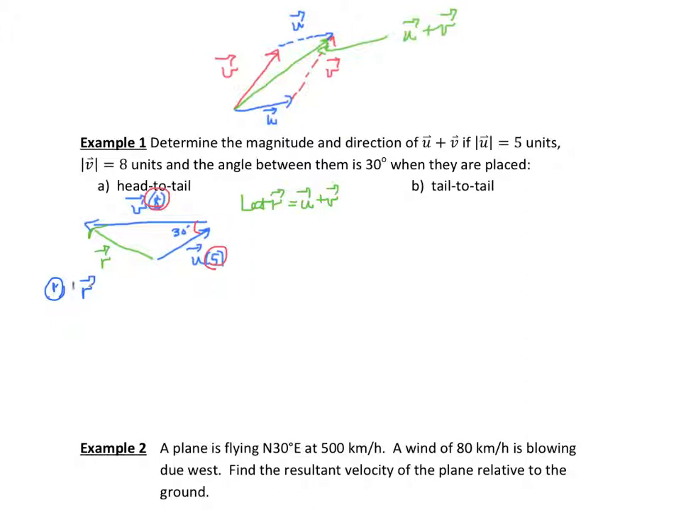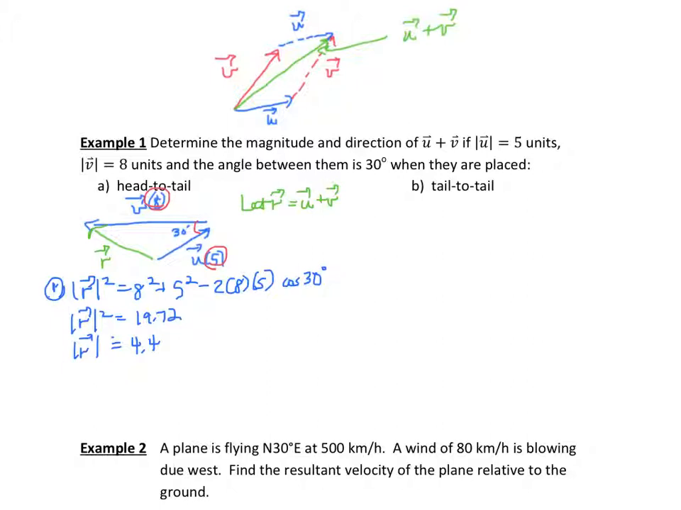So we would say the magnitude of r squared is equal to 8 squared plus 5 squared minus 2 times 8 times 5 times the cosine of 30 degrees. Okay, when you type that all into your calculator, you get 19.72, of which you will take the square root, and that gives you 4.4. So the magnitude is 4.4 units, and now we also want to find the direction.